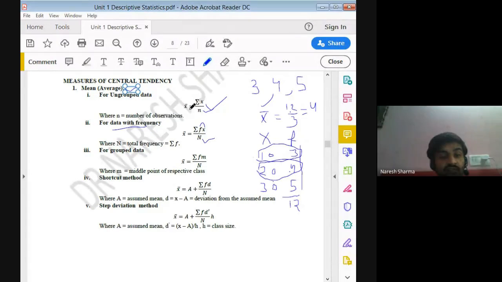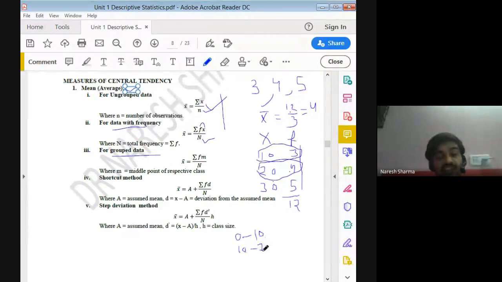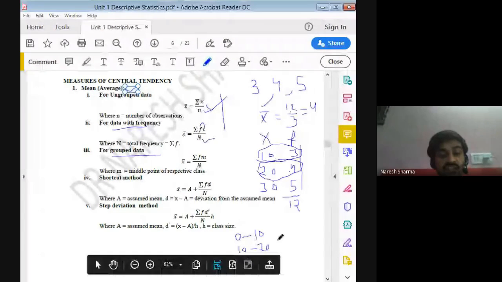These two are for ungrouped data. If data is grouped, suppose we have values of x from 0 to 10, 10 to 20, so a range is there. That makes groups of size 10, that is 0 to 10, 10 to 20, with some frequencies given to us. These are called grouped data.